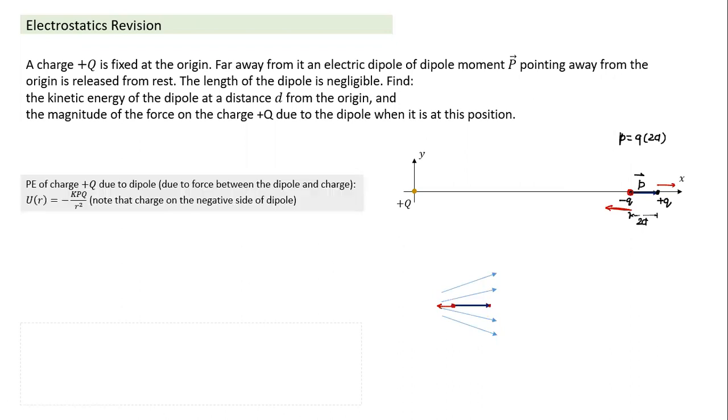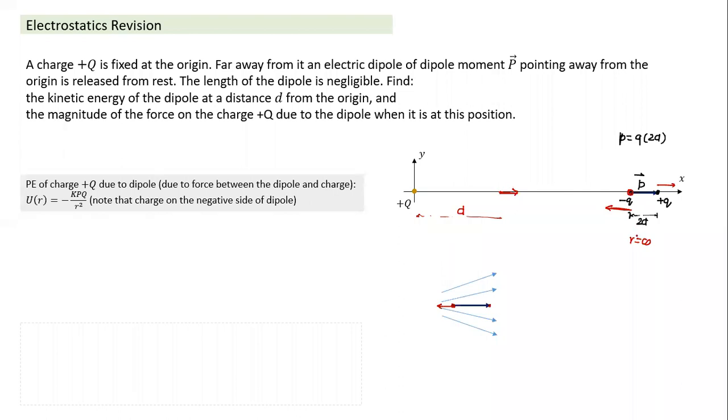Okay, let's understand here. So we need to calculate. First we understand which direction it will move. It will move towards the origin. What we need to find is the kinetic energy of the dipole at a distance d from the origin. Initially it is at r equal to infinity. When it reaches a point where the distance of the dipole from the charge becomes equal to d, what would be its kinetic energy? Of course, kinetic energy is coming from loss of potential energy.